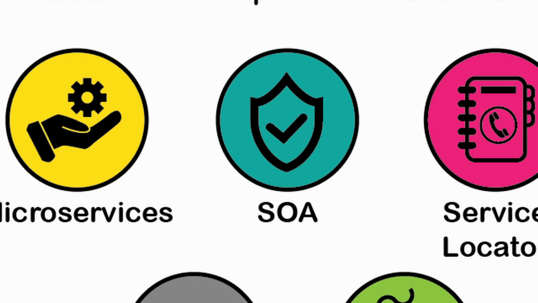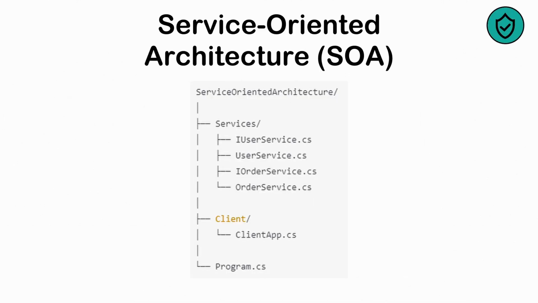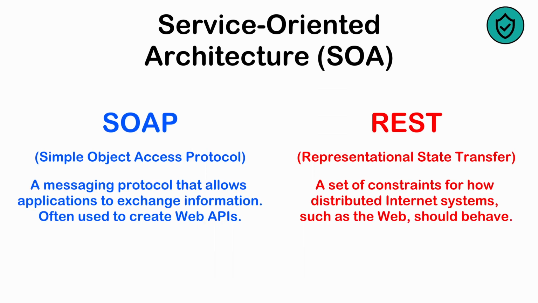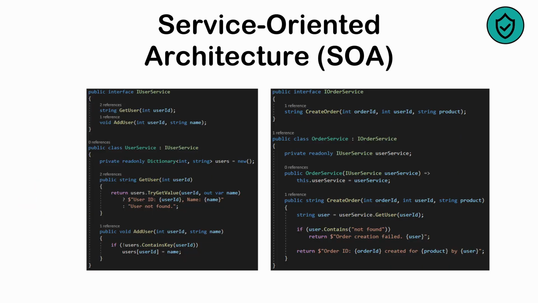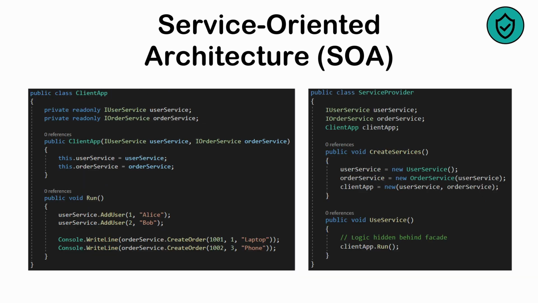Service-oriented architecture. This approach structures applications as a collection of services that communicate through a common protocol, such as SOAP or REST. This pattern is useful for creating modularity and cross-platform communication, but adherence to rigid protocols can often make this pattern less flexible. It shares many of the same strengths and weaknesses as the microservice pattern.